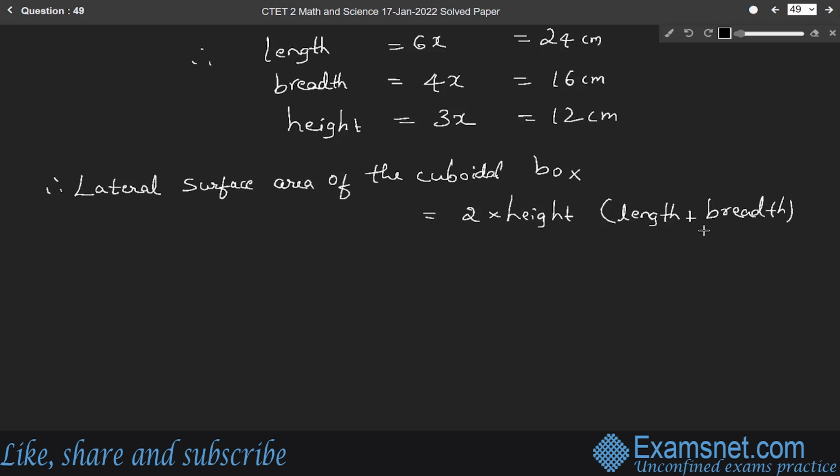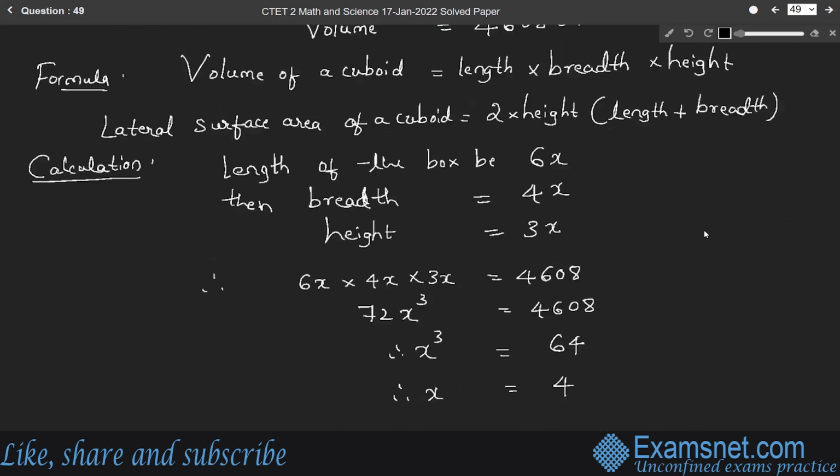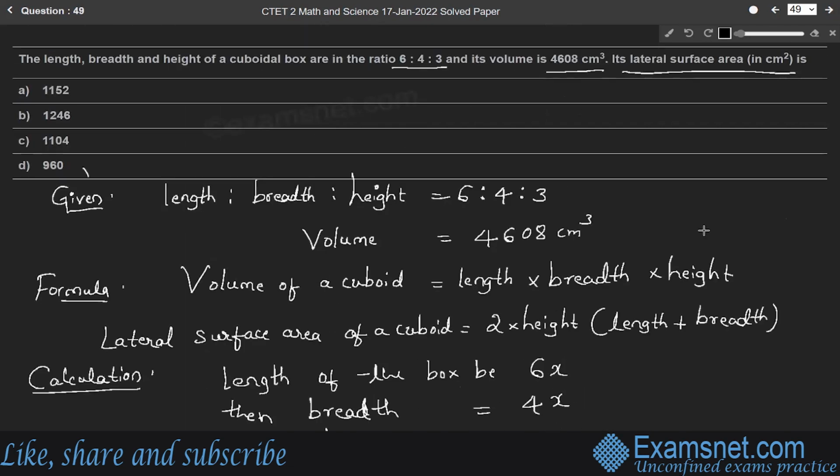So what is height here? 2 times height is 12 into length is 24 plus breadth is 16. So 24 into 40, which is 960 centimeter square. Therefore, the correct answer is option D, 960 centimeter square.